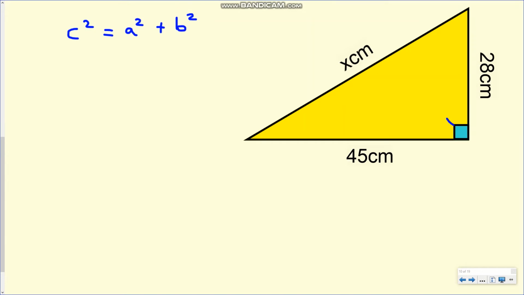I know that my hypotenuse has been replaced with the value x just now. So I'm going to write in x squared is equal to 45 squared plus 28 squared. Again, if you wanted to do 28 squared plus 45 squared first, that wouldn't be wrong either. These two smaller lengths are totally interchangeable.